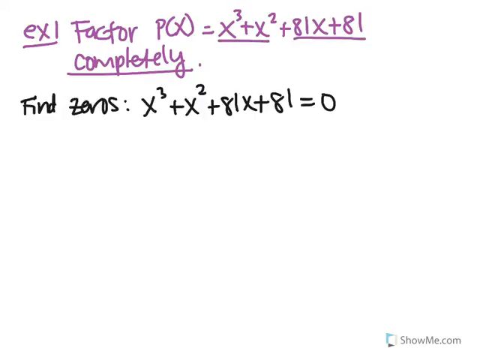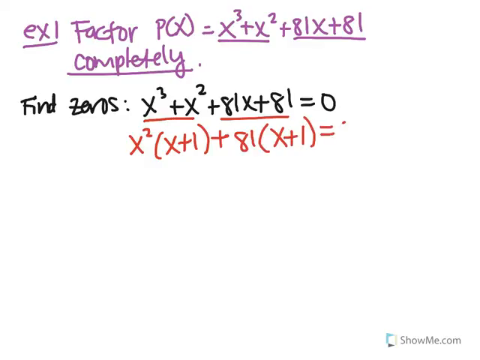So when we factor by grouping, we're going to group the first two together and the second two together. We can take out an x squared in the first group and we're left with x plus 1. And we can take out a positive 81 in the second group and we're also left with an x plus 1. So when I go ahead and factor this, I have the x plus 1 that's in common, and then what's left over is an x squared plus 81.